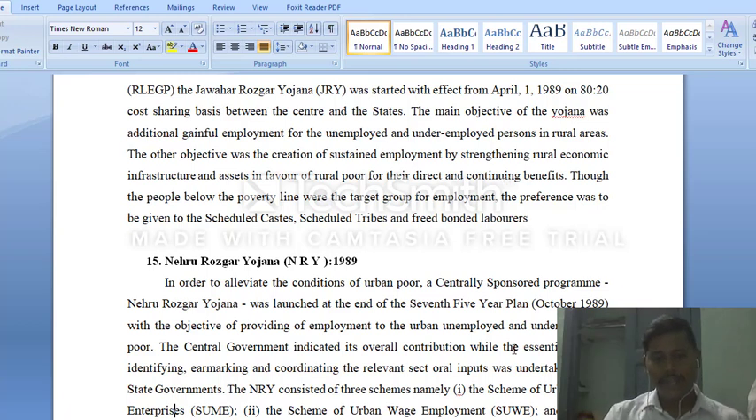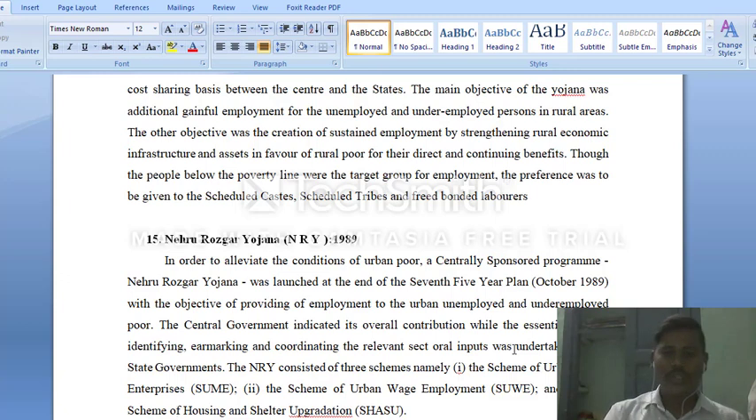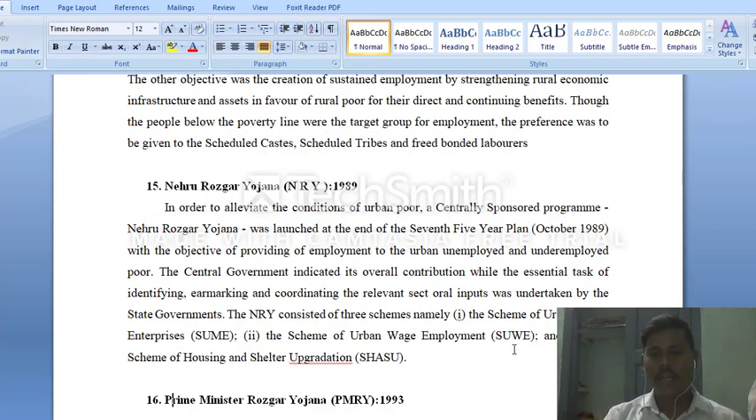In the same year 1989, one more program was launched by the Government of India in order to provide employment for the urban mass. It is called Nehru Rozgar Yojana. So Jawahar Rozgar Yojana was meant for rural areas and Nehru Rozgar Yojana was meant for urban areas.